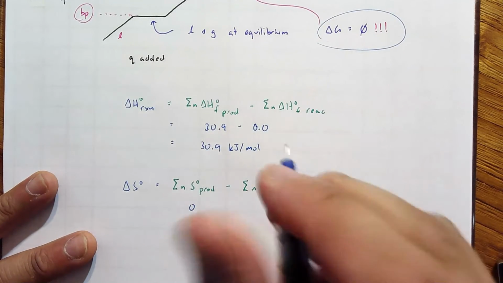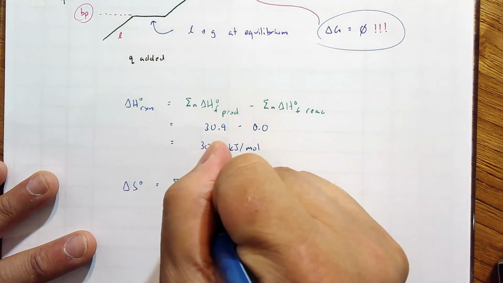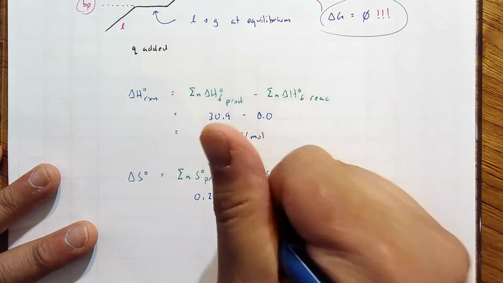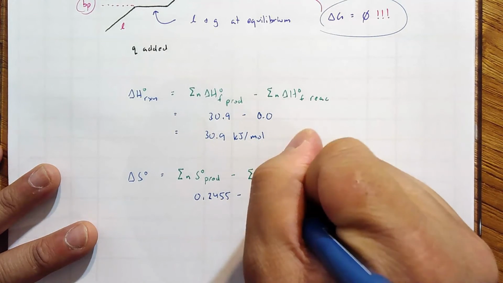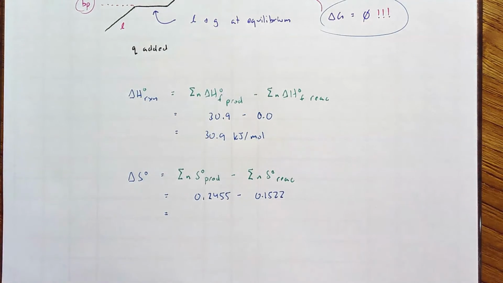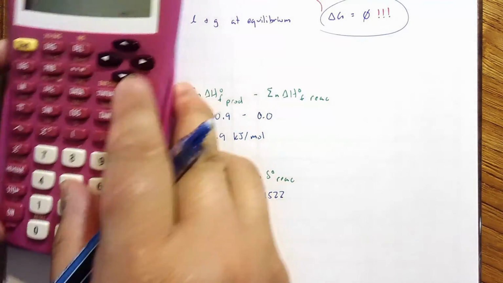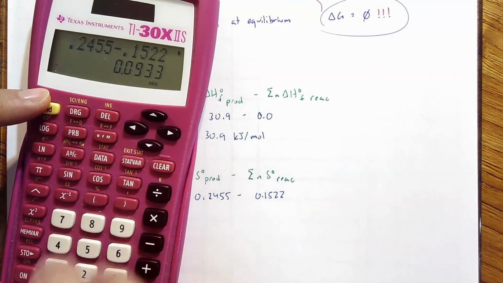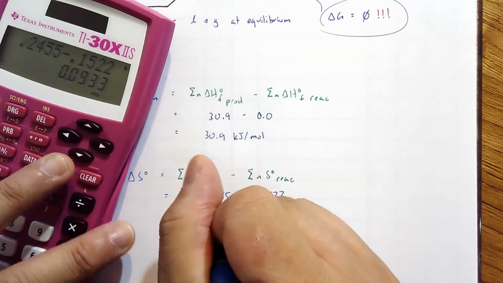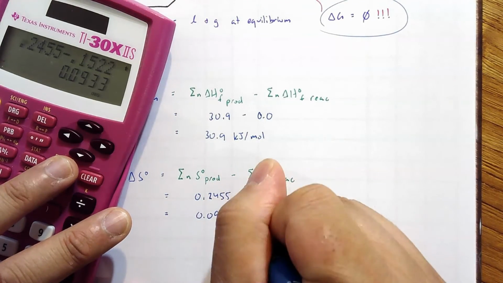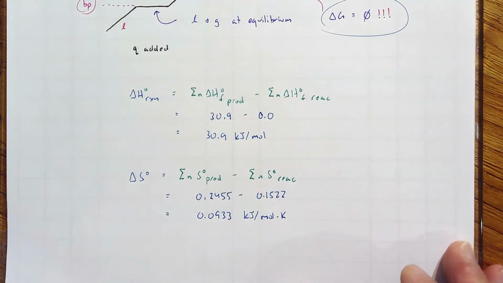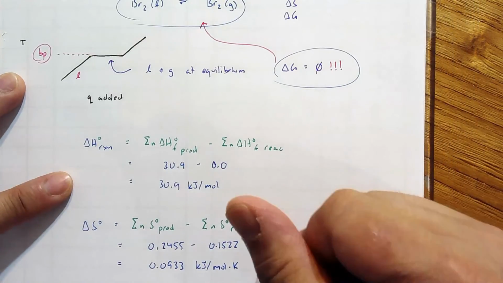The entropy of the bromine gas is 0.2455 minus the entropy of the reactant, which is the bromine liquid, 0.1522, and I get a calculator. 0.2455 minus 0.1522. Double check your numbers. Yep, that looks good. That's 0.0933 kilojoules per mole K. Okay. Let me try to fit everything onto one page.